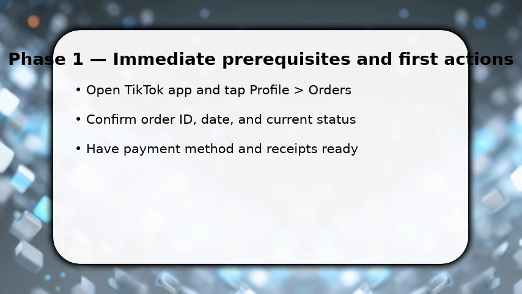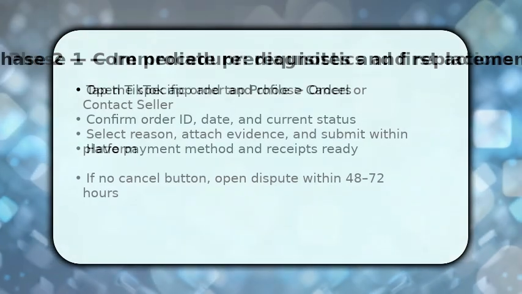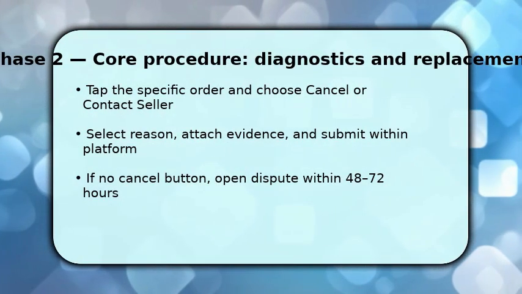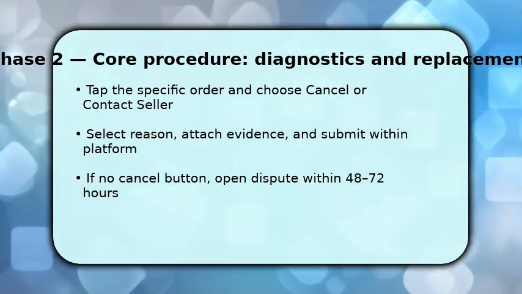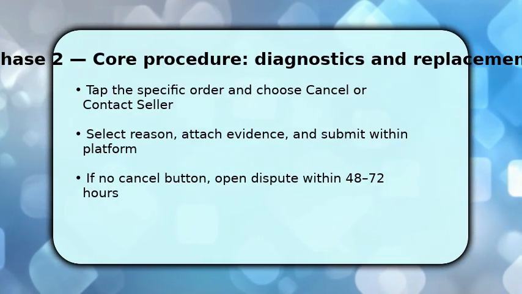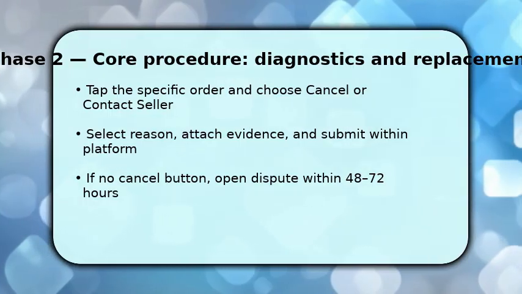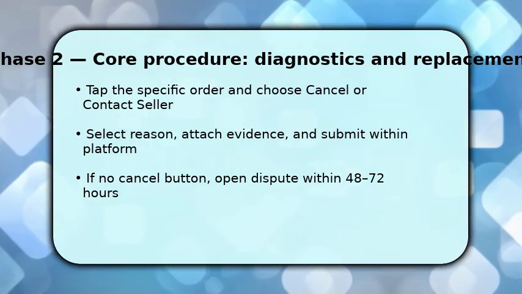You tap the order and look for a cancel button. Use it and choose an accurate reason, then attach photos or messages as evidence. If there's no cancel option, you contact the seller through the order page and request cancellation. Be clear and polite, and include the order ID. Once you've submitted the request, follow up with a formal dispute in the app if the seller ignores you.